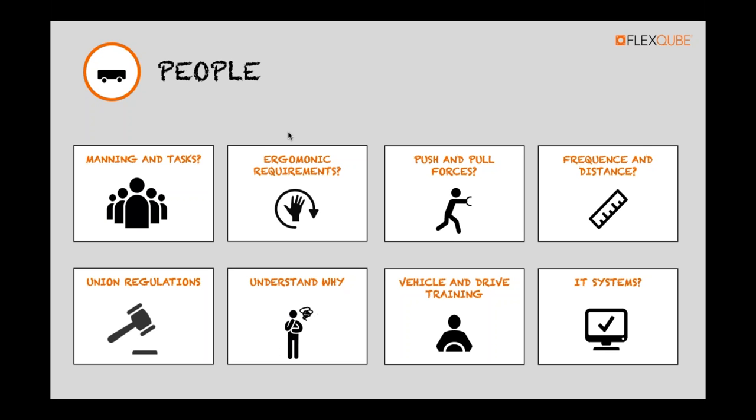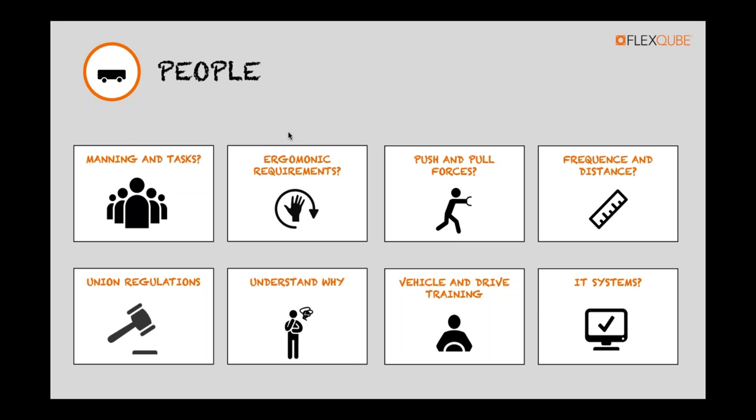Then we have the vehicle and drive training. Going from a forklift to a tugger, for example, is pretty different. So just because you are an excellent forklift driver, you are not an excellent tugger train driver. So that is something that we recommend, that you have education and certificates for people that will operate this type of equipment also.